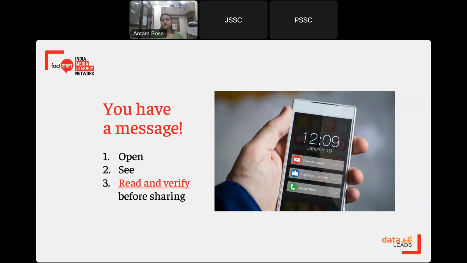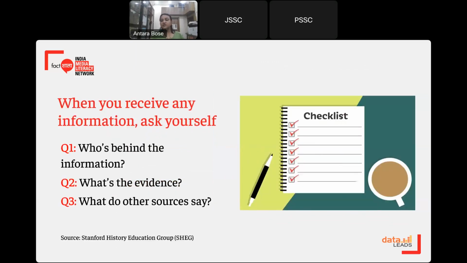What do you do? Open, see, read and verify before sharing. And how will you do it? You always need to ask these three questions when there is a message on your phone. Who's behind the information? किसने भेजा है?